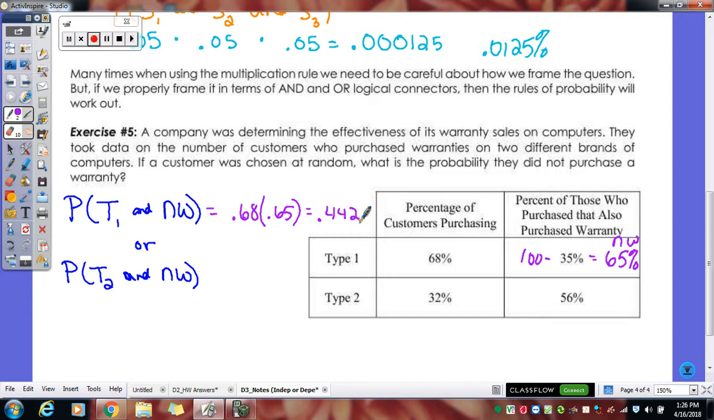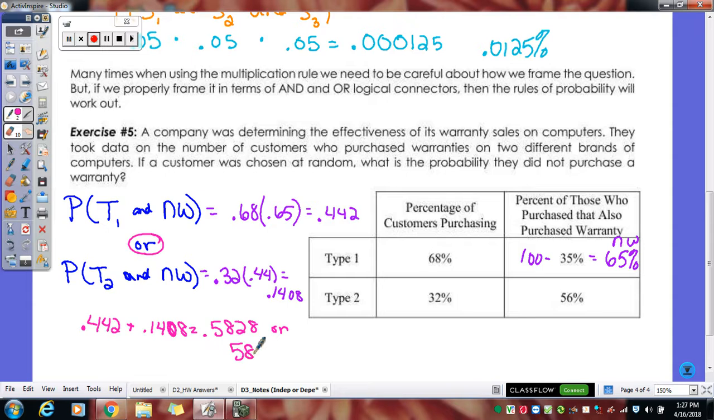Second option, computer type 2, would be 0.32. Which ones did not take a warranty? 44%. So let's multiply those ones. 0.1408. And then the or means we have to add those together. So do we get 0.5828? Yes. Or 58.28%.